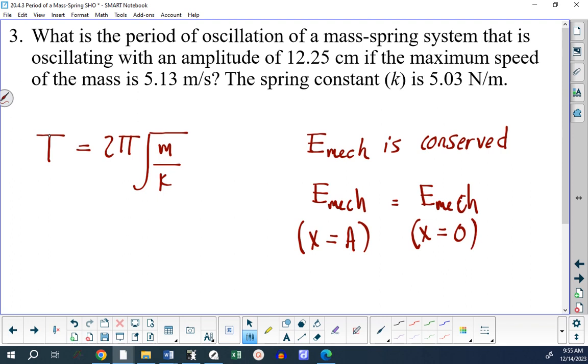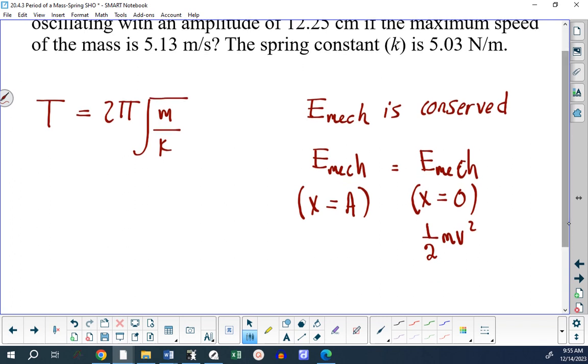And at x equals 0, it's moving as fast as possible. So it's only going to be 1/2 mv squared here, where v is the maximum speed. And at x equals a, it stops for an instant in time, and this is where all of the mechanical energy is potential instead of kinetic, and these two are equal.